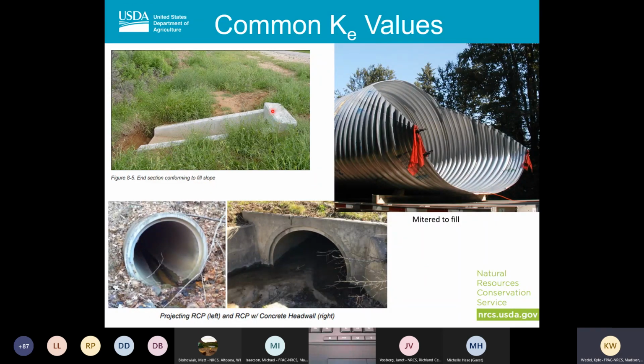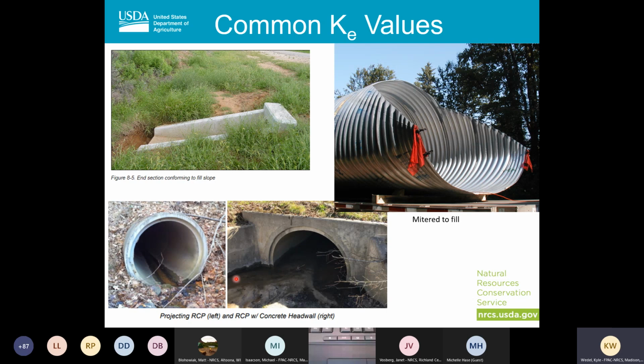An end section conforming to fill is going to be your pipe, and then you're going to have your end wall. So this is going to be your manufactured end wall that you can just buy, and it's one size fits all. If it's mitered to fill, this is where they're physically going to cut the pipe to fit the fill section. Projecting is just where your pipe is sticking out of the end and there's no end wall or anything on it. And then your head walls, where we're going to have this concrete part above it with your wing wall sticking out.